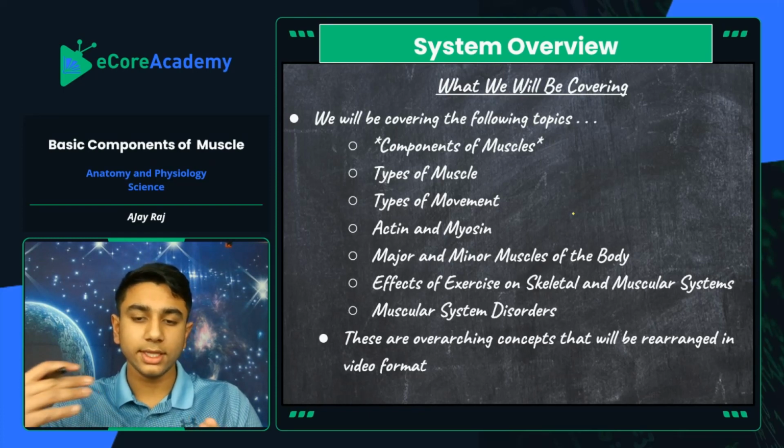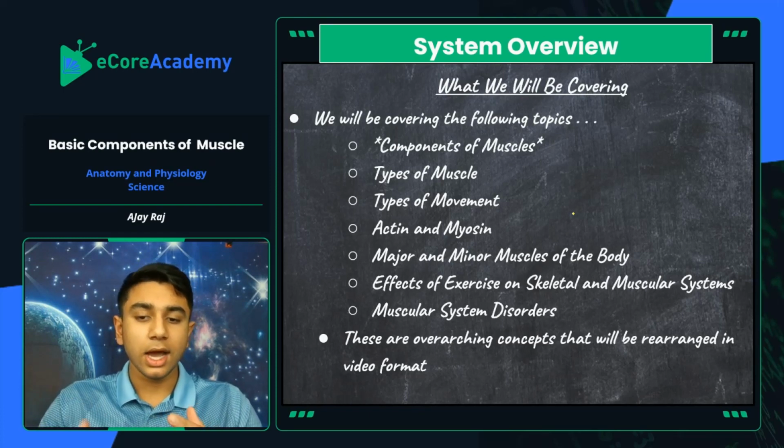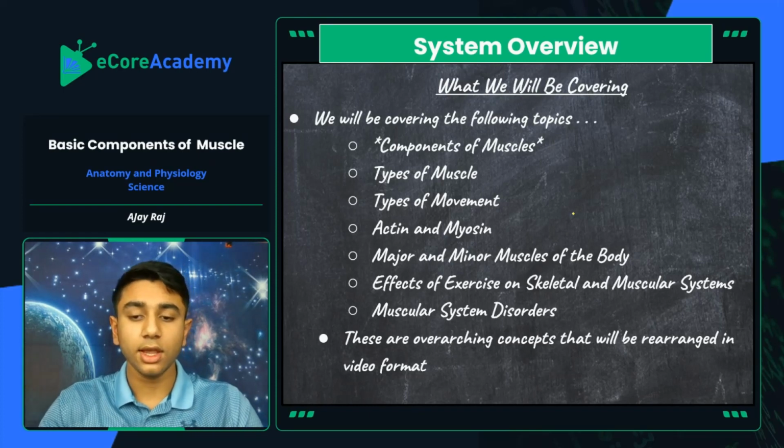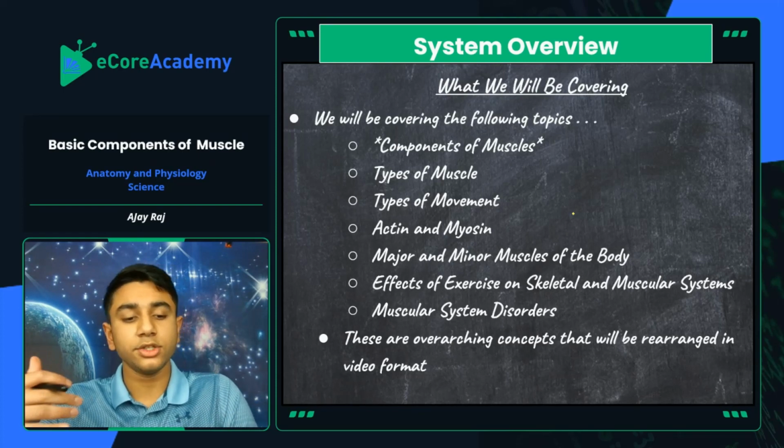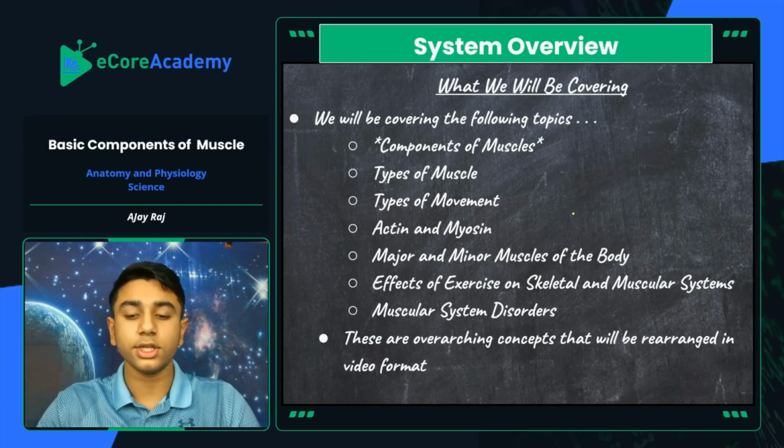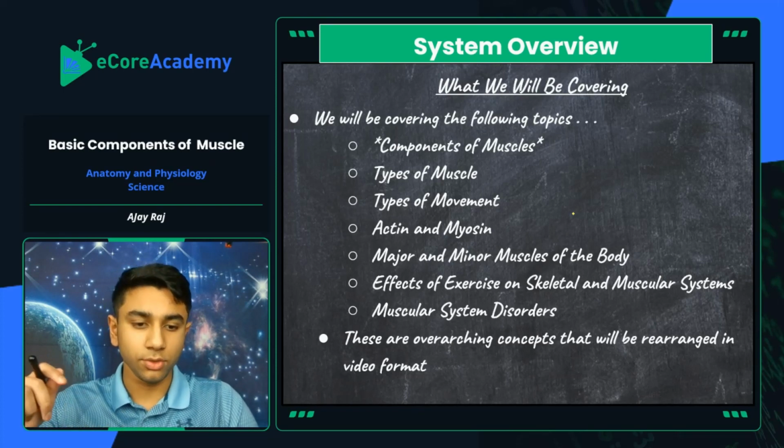And then, of course, we'll look at the types of muscles, types of movement, actin and myosin, how it really starts the whole process of motion, causing those muscles to flex and extend and relax, and the major and minor muscles of the body, and then the effects of exercise on the skeletal and muscular systems, as well as muscular system disorders and accidents. These are overarching concepts that will be rearranged in video format. I just want to get the overarching concepts to you, but you guys will have to stay in tune for the upcoming video lessons that I have planned.